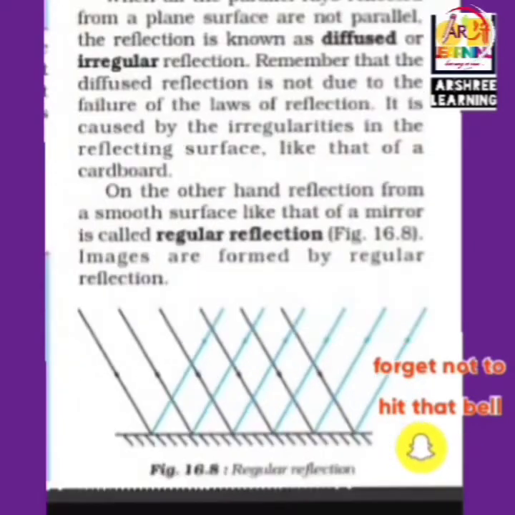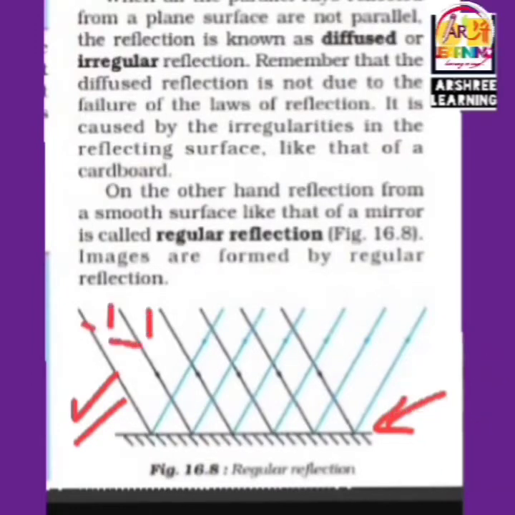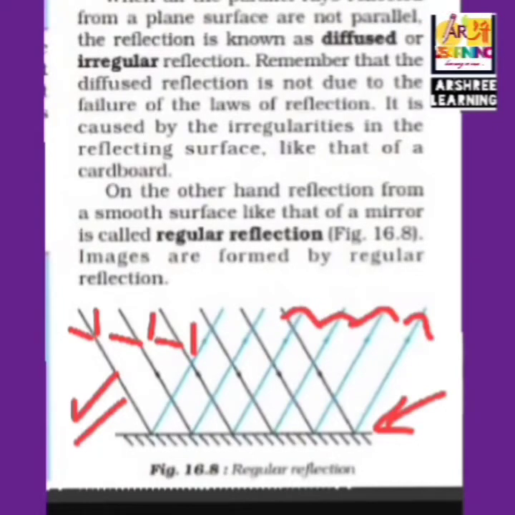In this picture, the rays of light are showing regular reflection, which is reflection from a smooth surface like that of a mirror. So this picture is showing a mirror here and it is producing regular reflection. The incident rays which are shown here are parallel to each other and the reflected rays are also parallel to each other. So this shows that this surface is having regular reflection.